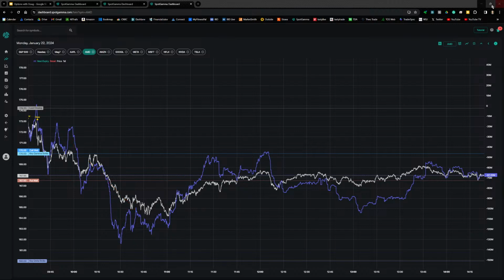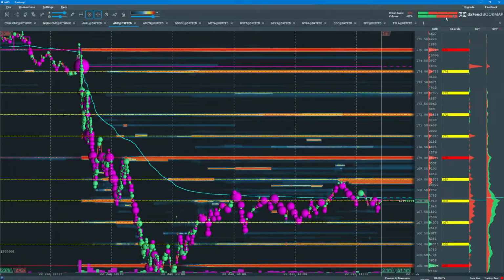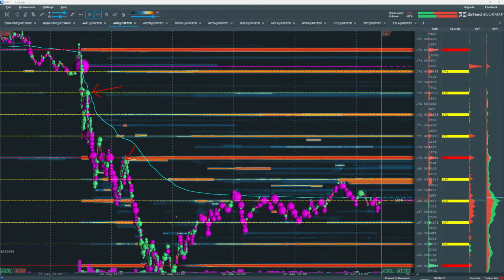AMD is one of those stocks that I find order flow difficult to read. Note a lot of green volume dots on the way down, and then on the way up a lot of magenta volume dots. So that is another indication of the value of Hero, showing what options traders are doing, not necessarily aggressive buyers and sellers.